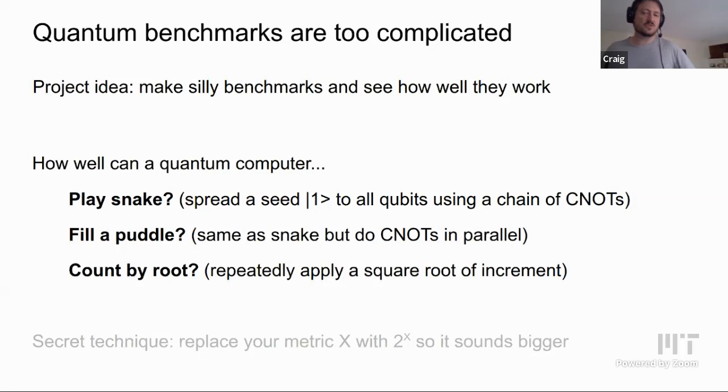Or something that's true in quantum computing that's not true in classical computing is that every operation has a square root. For example, incrementing, like counting, has a square root. So you could implement a square root of increment operation on a quantum computer and see how well it does. How high can it count when it has to do two steps for every count? I would say there's two sides to this generic project idea. One is to come up with the dumb metrics, which I find fun. And the other one is to actually measure them on real quantum computers, which is a different type of fun.